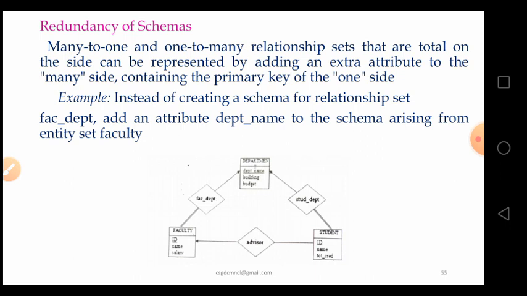Here in one-to-one relationship sets, either side can be chosen to act as the many side, that is, an extra attribute can be added to either of the tables corresponding to the two entity sets. If participation is partial on the many side, replacing a schema by an extra attribute in the schema corresponding to the many side could result in null values.